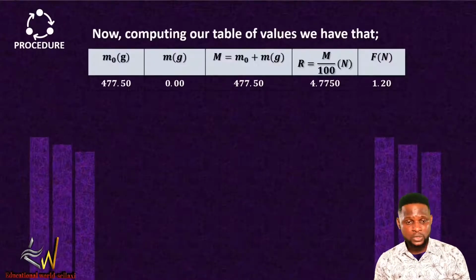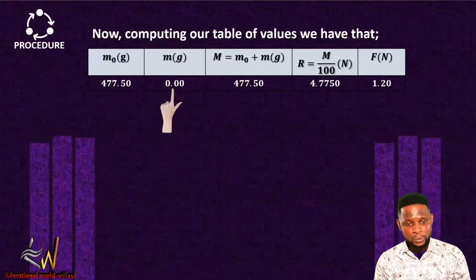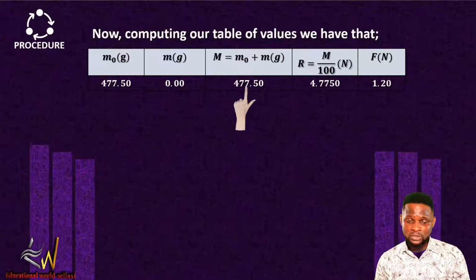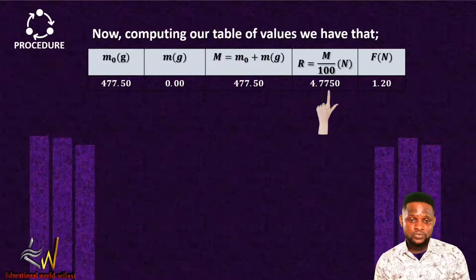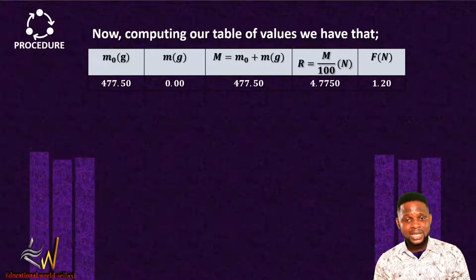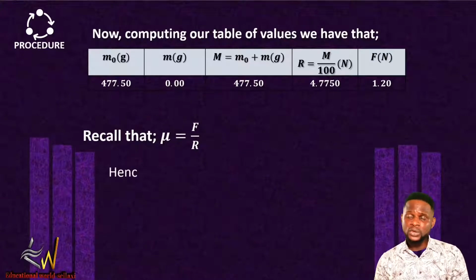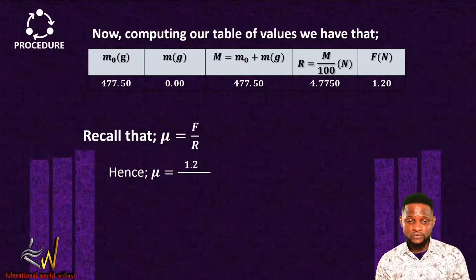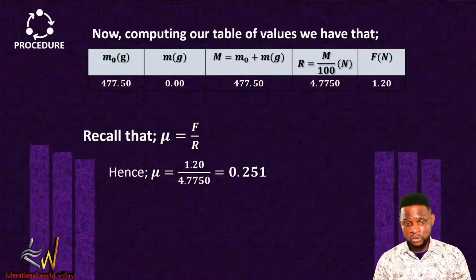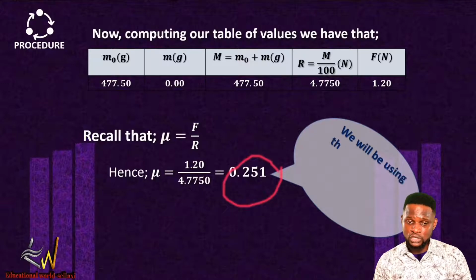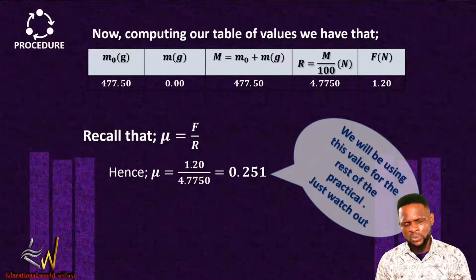Now we compute our table of values. When M subscript 0 is 477.5 grams, the mass on top of the block is still 0. Now the capital M is 477.5. The reaction here is 4.7750 Newton, and the applied horizontal force is 1.20 Newton. Using our formula that the coefficient of friction is equal to frictional force over the reaction, and inputting the values, we find that the coefficient of friction is 0.251.